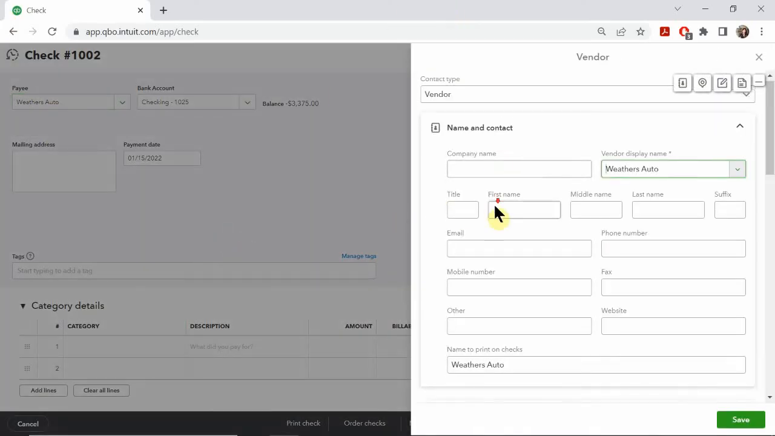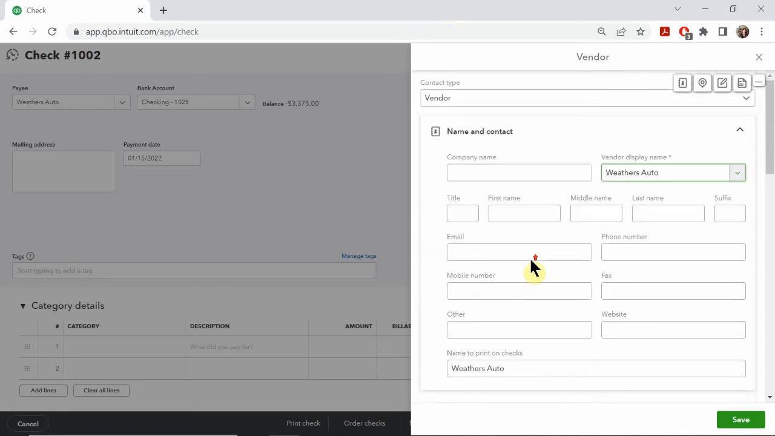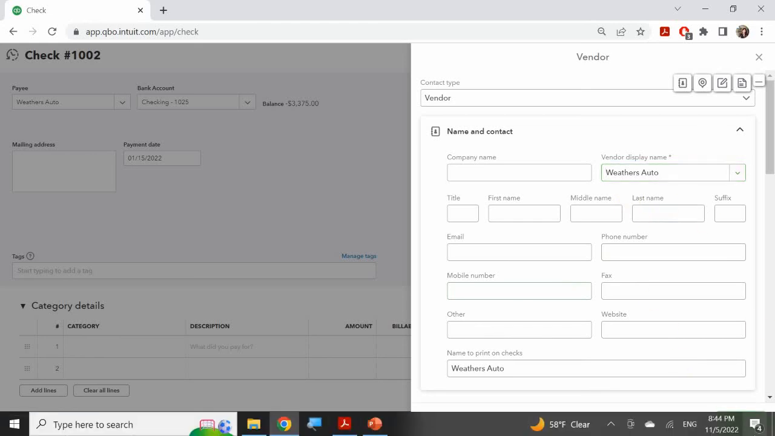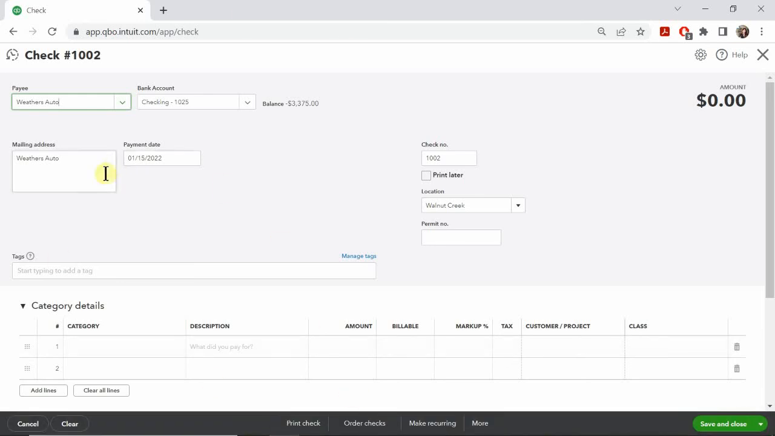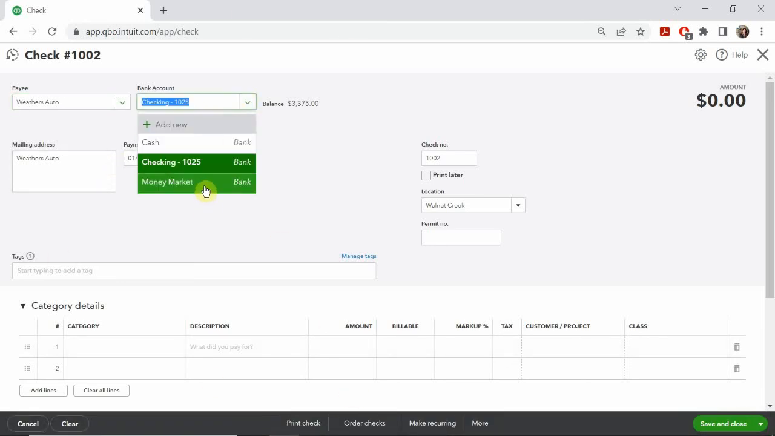Quick add. Now it's going to pause your screen and ask you to put in all the information you want. If you're trying to get through this transaction, you should be okay with just the vendor name. We put in Weathers Auto, and I can always save this and fill in that information later on. Here, we're going to pay by using our checking account.